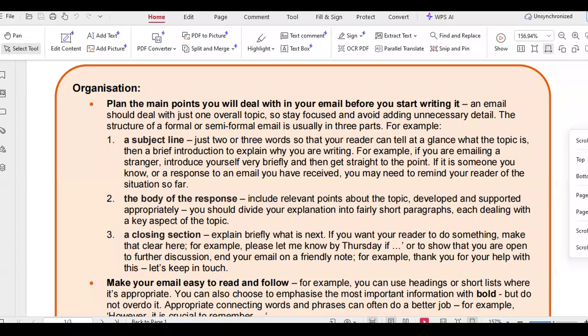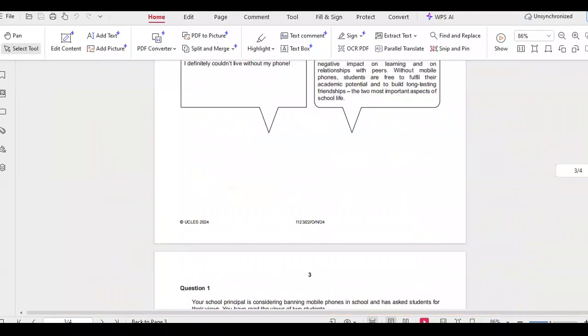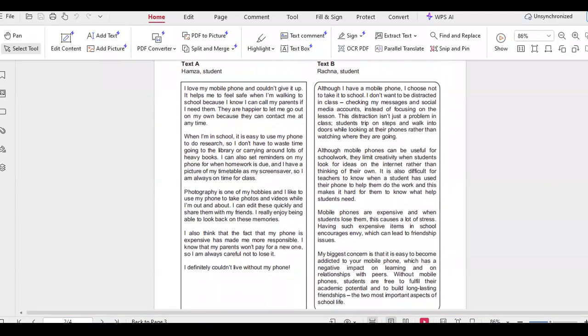Now, moving back to our question, we are going to evaluate the passages. Paragraph A is a text written by Hamza, who is a student. So Hamza is saying that I love my mobile phone and couldn't give it up. It helps me to feel safe when I am walking to school because I know I can call my parents if I need them. They are happier to let me go out on my own because they can contact me at any time.